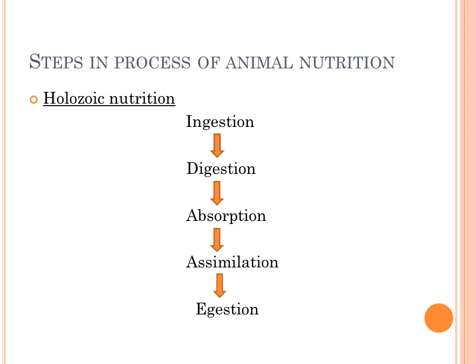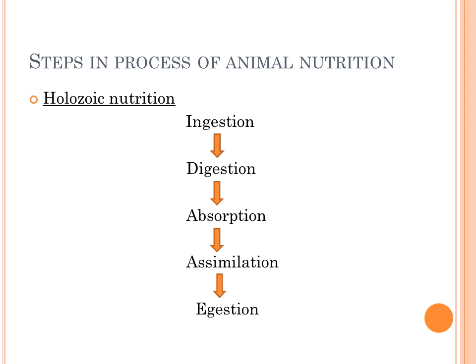Steps involved in process of animal nutrition. Animal nutrition is a holozoic type of nutrition and it has got 5 steps: ingestion, digestion, absorption, assimilation, and egestion. Ingestion, where the food is taken in the form of solid material like vegetable or fruit. The complex food is then broken down into simple one. This process is called digestion.